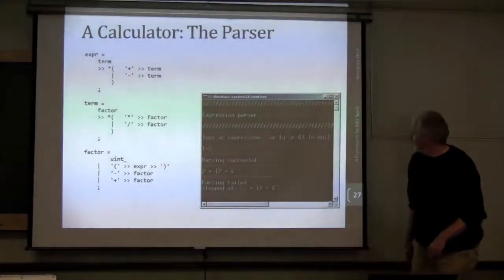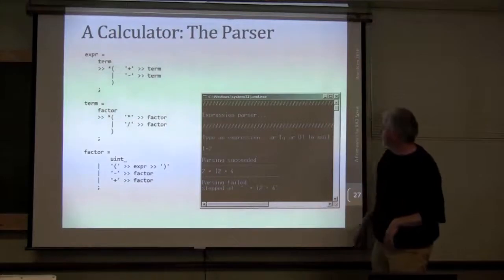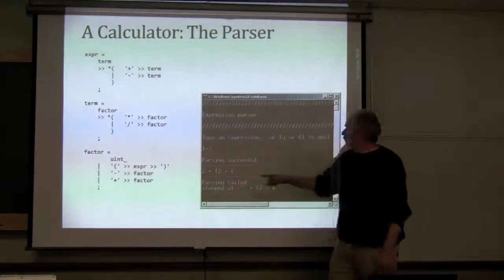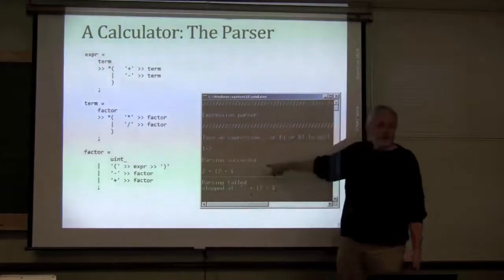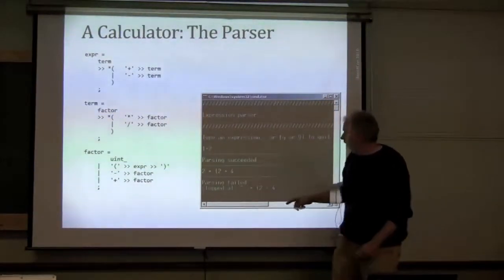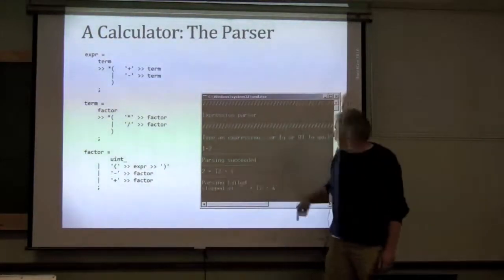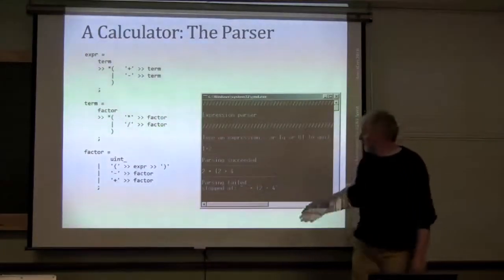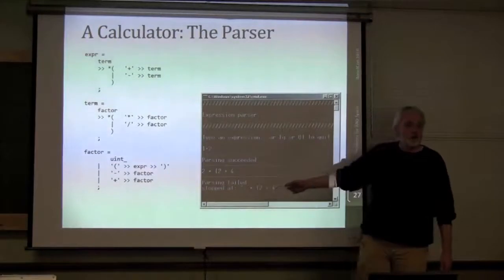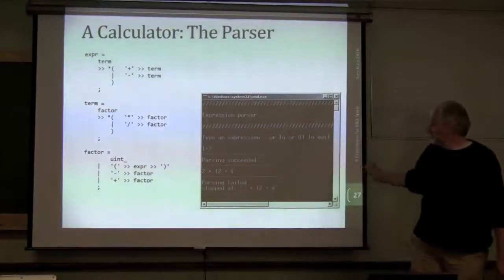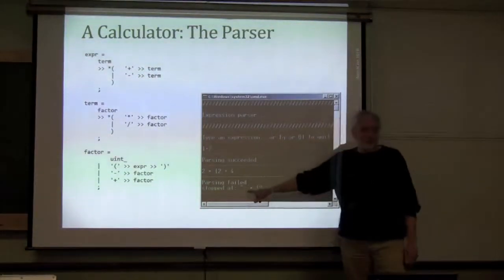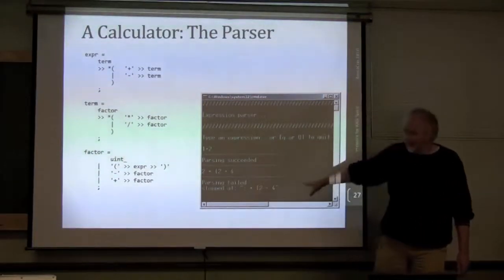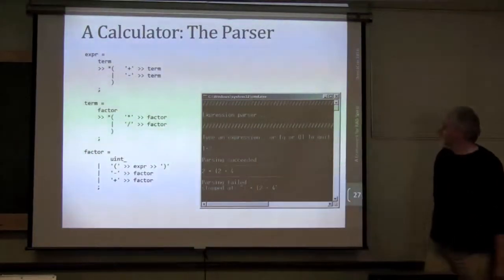And just to show you that it works, a small example, you find it in the Spirit code base. If you enter 1 plus 2, it says, okay, parsing succeeded. I understand that. And if I enter 2 multiplied by parentheses 2 plus 4 without the closing parenthesis, I just get a message saying parsing failed, and I stopped at some point where I can't make any sense out of it. And we will see how we can improve these error messages later on.